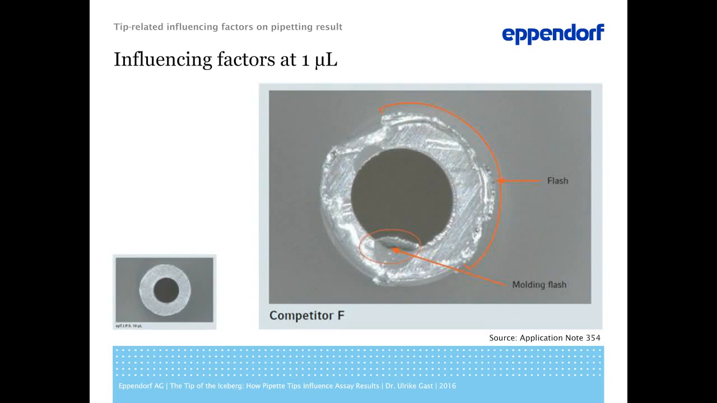This example shows a flash on the exterior wall. Around here. This flash builds gaps and grooves where liquid can be retained during the dispensing. A leftover from the production, a so-called molding flash, is left within the tip. This does not only decrease the liquid volume, it also poses a risk of becoming ejected into the sample during dispensing.